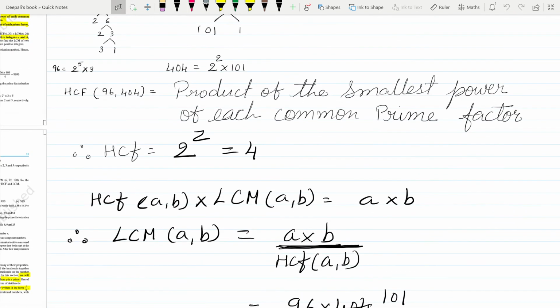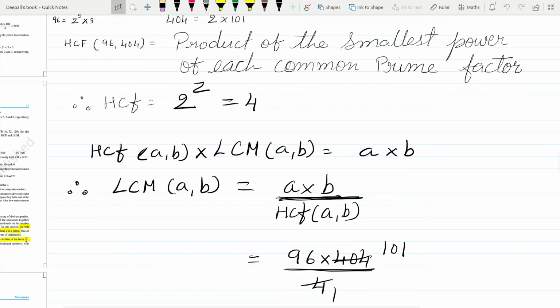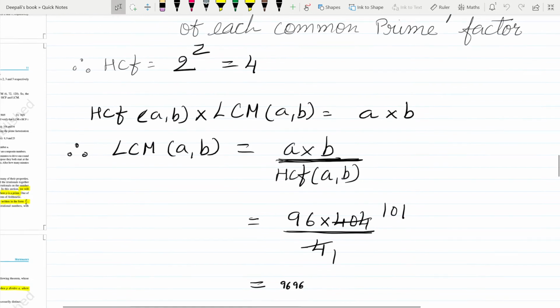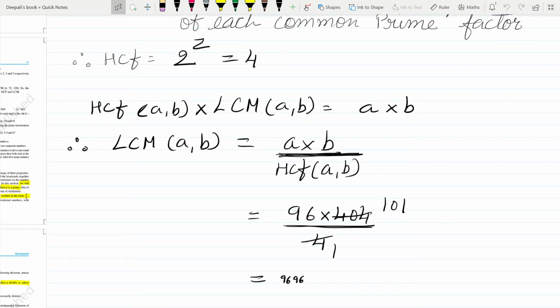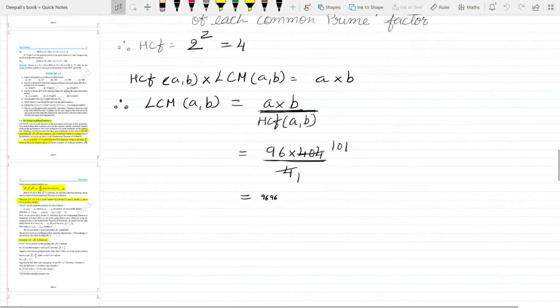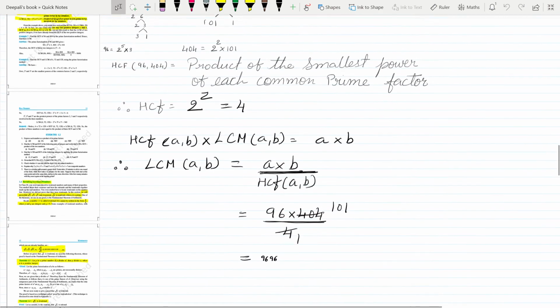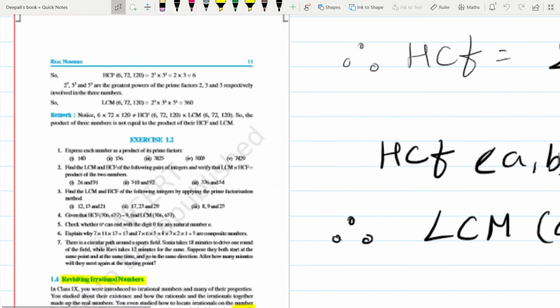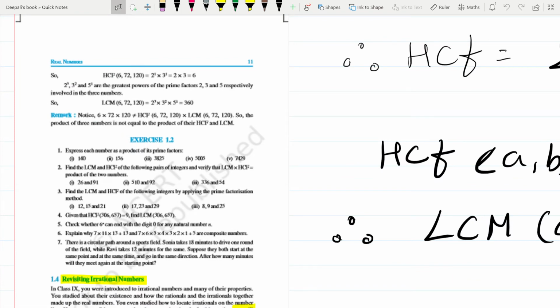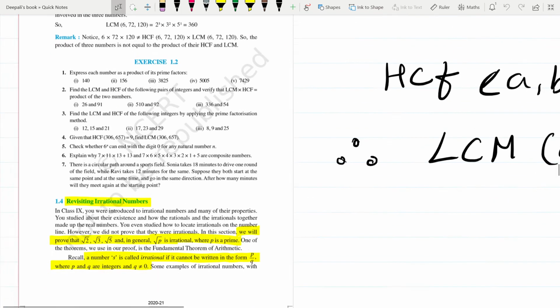Now applying the formula, HCF of a and b into LCM of a and b is equal to a into b. Therefore, LCM of a and b is equal to a into b upon HCF of a and b, which gives me 96 into 404 upon 4. When I solve this, I get 9696 as the LCM of my numbers 96 and 404. So did you see how the fundamental theorem of arithmetic is utilized at various places?